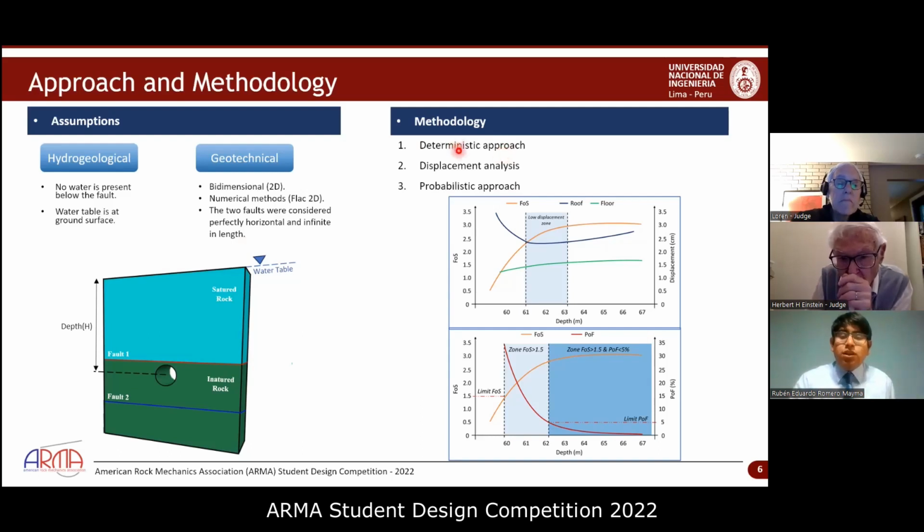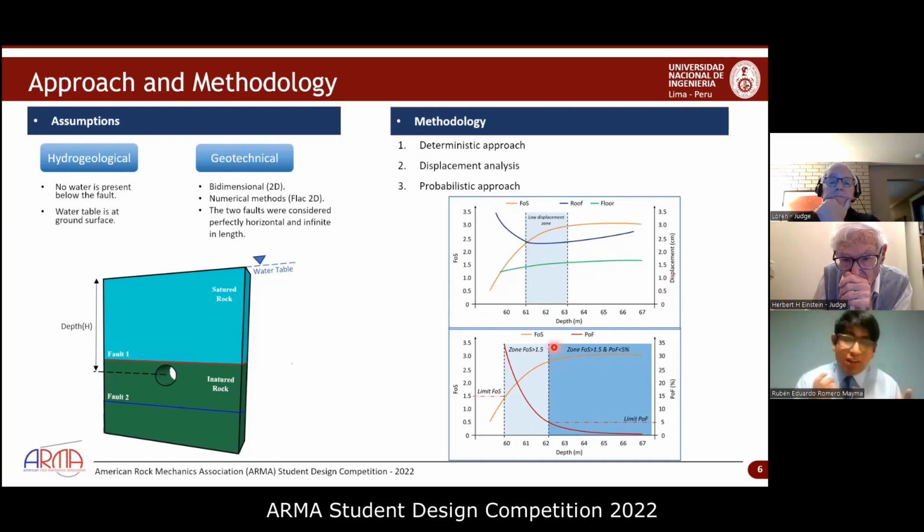So, for the methodology, we followed three main steps. First, the deterministic approach was conducted analyzing the factor of safety variation in function of the depth. And this is shown as orange curves in the figures. Second, a displacement analysis was conducted for each depth, specifically for the roof of the tunnel. This is shown as a blue curve. And for the floor of the tunnel, this is shown as a green curve.